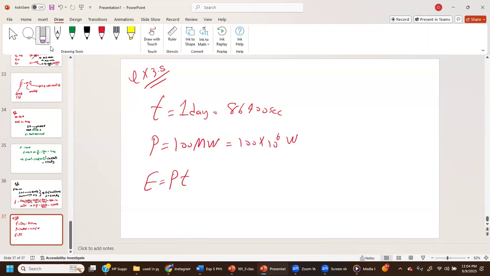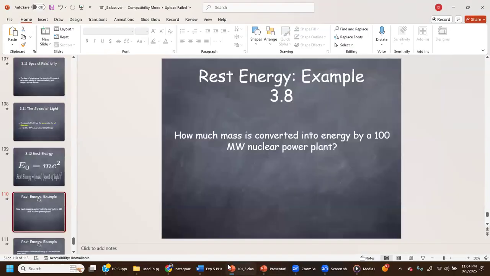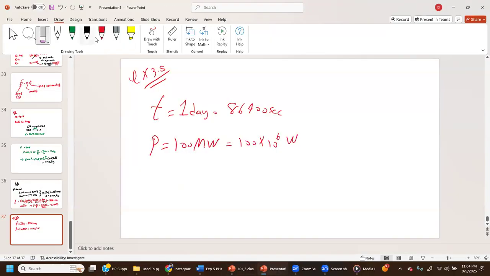One second, let me actually look at the question one more time. How much mass is converted? So we're looking for the mass. It's very important to know what you're looking for. So we're looking for the mass. And in this case, you know that E equals mc squared, which means that the mass is going to equal E over c squared.